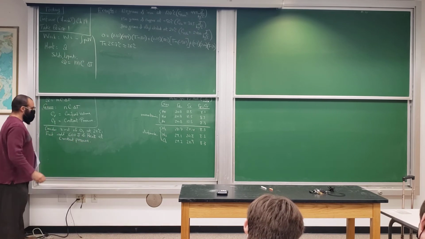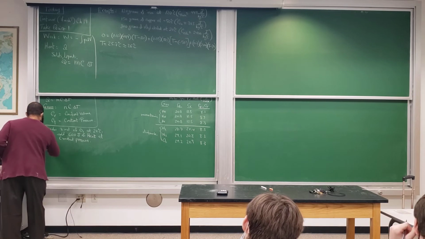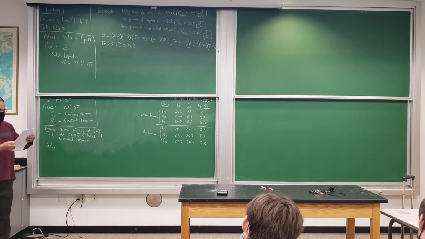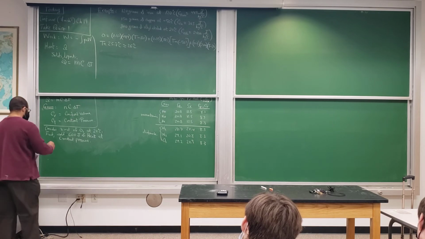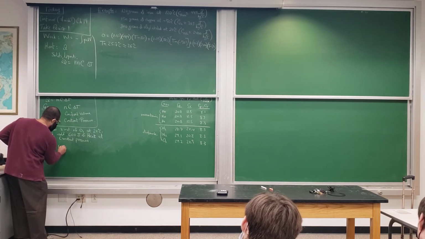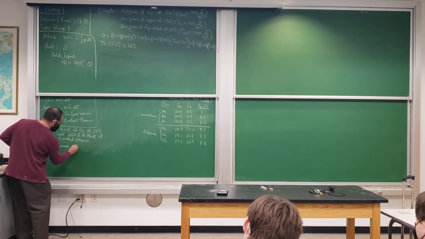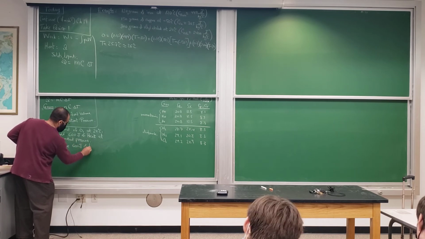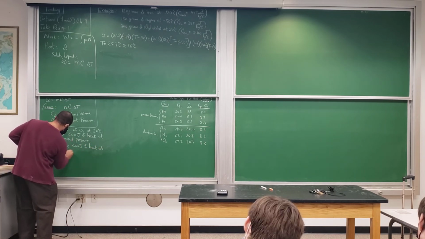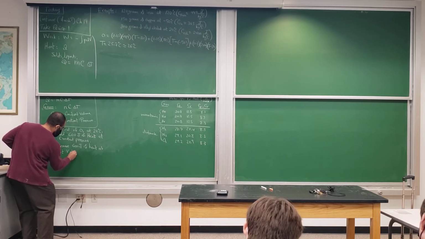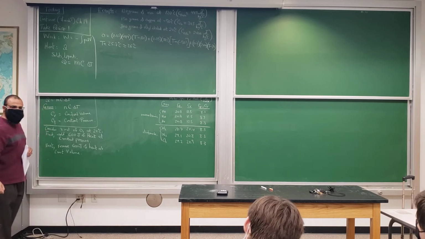Okay. And then, next, we're going to remove 600 joules of heat at constant volume. The question is, find the final temperature.